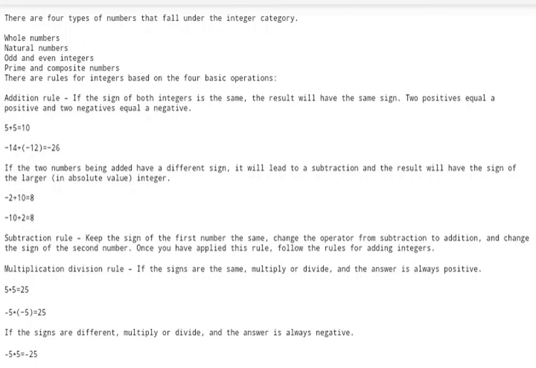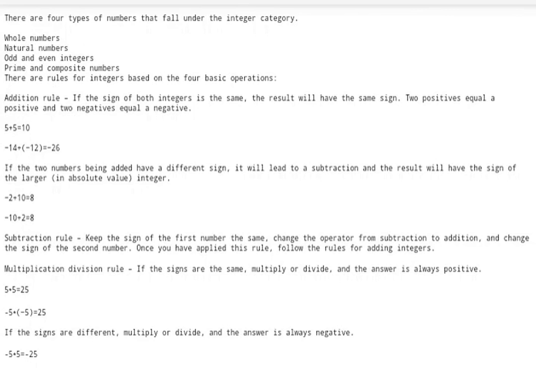Now the multiplication and division rule. If the signs are the same, multiply or divide, the answer is always positive. For example, 5 into 5 is 25, minus 5 into minus 5 is 25. If the signs are different, multiply or divide, the answer is always negative. Minus 5 into 5 is minus 25, 25 divided by minus 5 is minus 5.